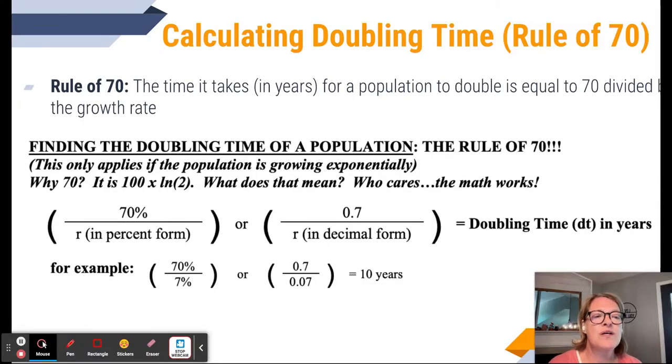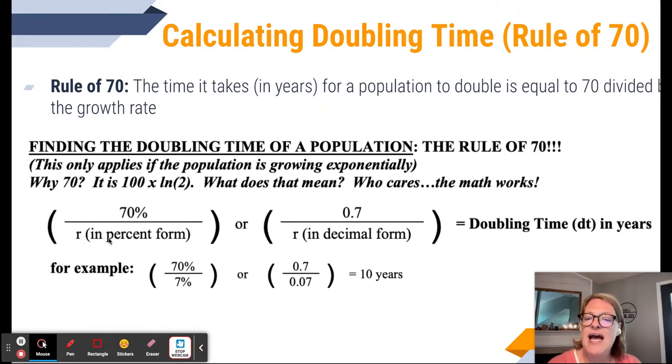It's equal to... wait, let me repeat this. Oh, I see. This is just the equation written in sentence form. Sorry, that kind of confused me for a second. So it's the time that it takes in years for a population to double, and that is equal to 70 divided by the growth rate. The equation is just right here: the doubling time in years equals 70 divided by R, which is the growth rate.